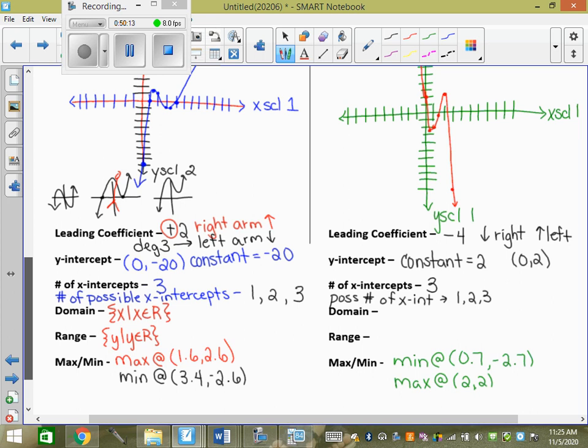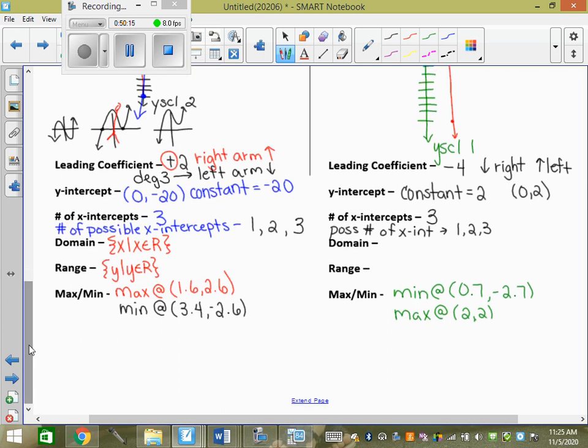What's the domain and range of these? Without even graphing it, I should know. x is in the reals, y is in the reals, because odd degree functions go on forever. Degree 1, a straight line. Degree 3 has a little curvy shape going on, a little fancy. But still, domain is all x, and range is all y.